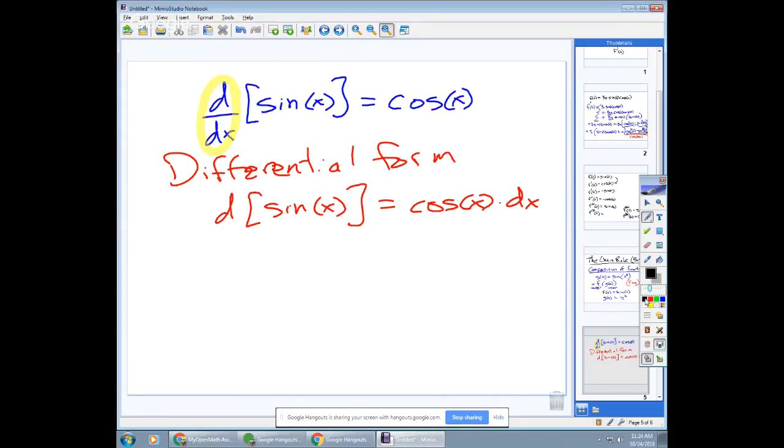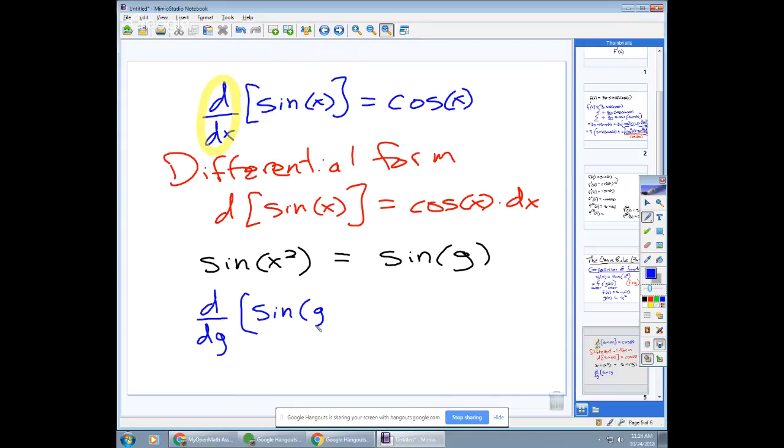That's it for now. So coming back to my function, I had the sine of x squared, and I was calling x squared g of x, so then I'm just going to rewrite this as the sine of g for now. So then with this, since I'm saying g is my variable, I could take the derivative with respect to g, because you can use any variable you want for derivatives. There's nothing special about x. So, no problem. Derivative of sine is cosine, and the variable happens to be g, and boom, done.